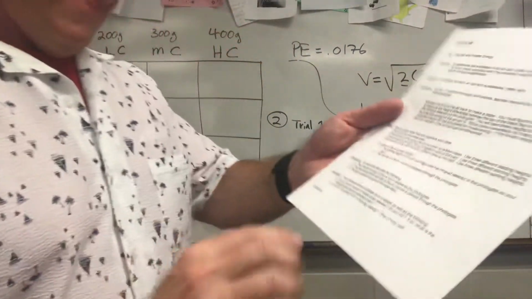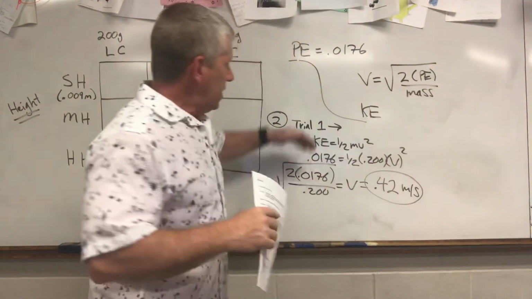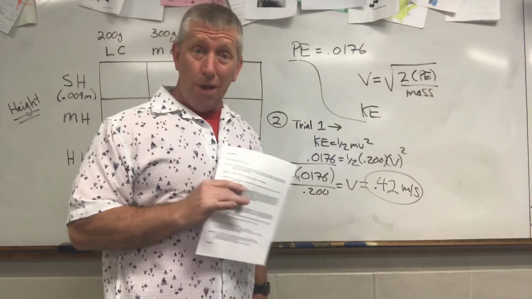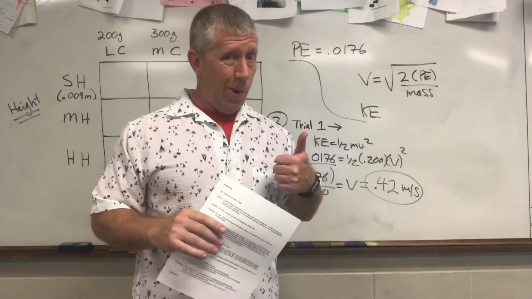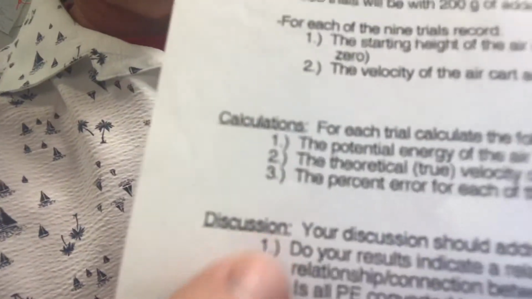You're good. All right, and what else do we have to do? Now we've got our data table done. You've done your 9, 9, 9, 27 calculations. Oh, what else? Are we done? No, not quite. Down here at the bottom where it says discussion, these are the questions you have to answer. So answer these 2 questions right here.